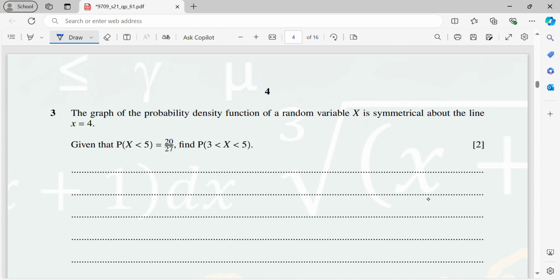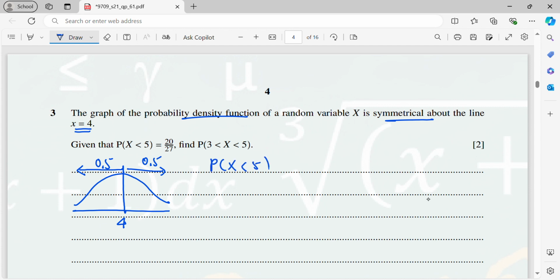Question 3. The graph of the probability density function of a random variable x is symmetrical about the line x equals 4. Now given P(x < 5) is 20 over 27, find the probability of x between 3 and 5. Let's say for example, I just simply sketch. Symmetrical about the line x equals 4. That means here is 4. So when it is symmetrical, it means that these probabilities will be 0.5, because we know that the total probability is 1.